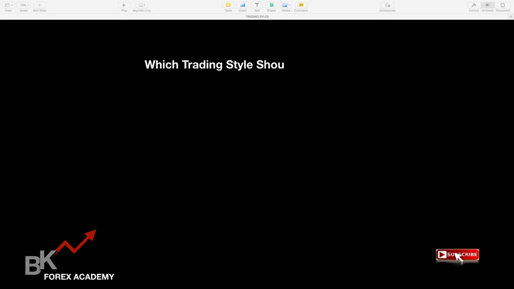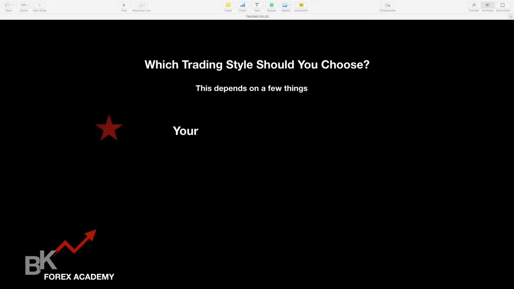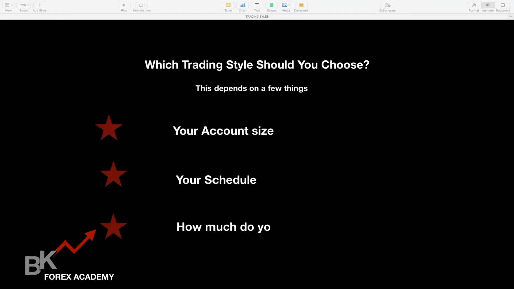So let's look at this here. Which trading style should you choose? It depends on a few things. One, it depends on your account size. Number two, it depends on your schedule. And then number three, how much do you want to make? So these are your ingredients to determine what trading style you want to choose. So if you have a small account, and everyone's account size is different, a small account can look different than someone else's.